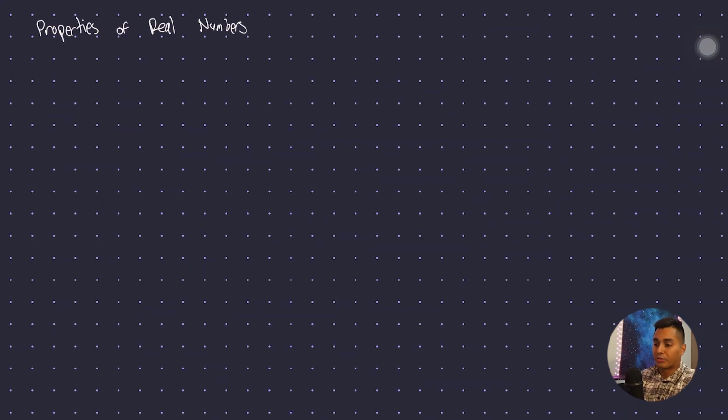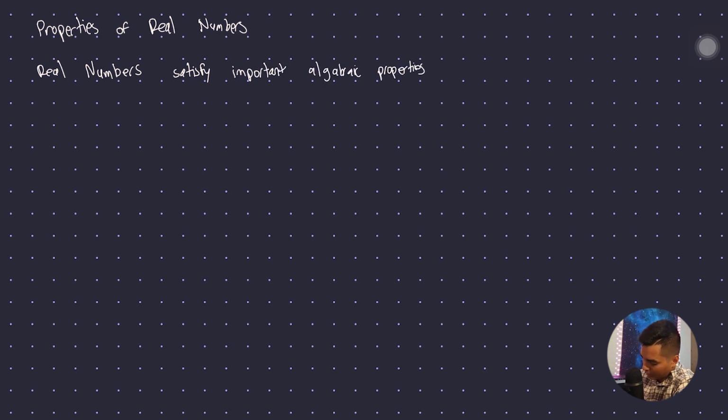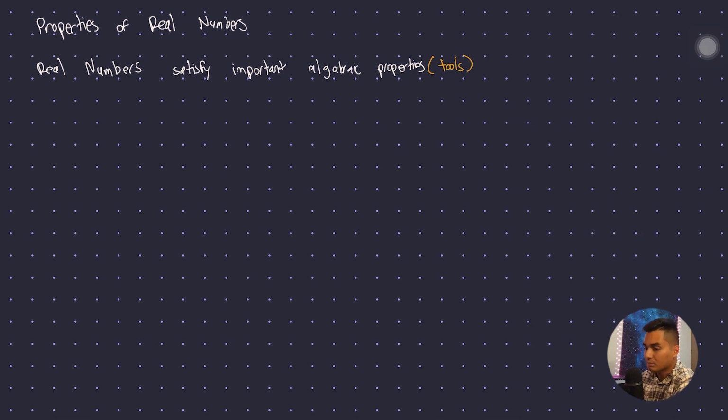Real numbers satisfy important algebraic properties. You can think of properties as rules, which act as tools that allow us to manipulate numbers in really useful ways. Properties are basically tools that we can use to manipulate other forms of math.